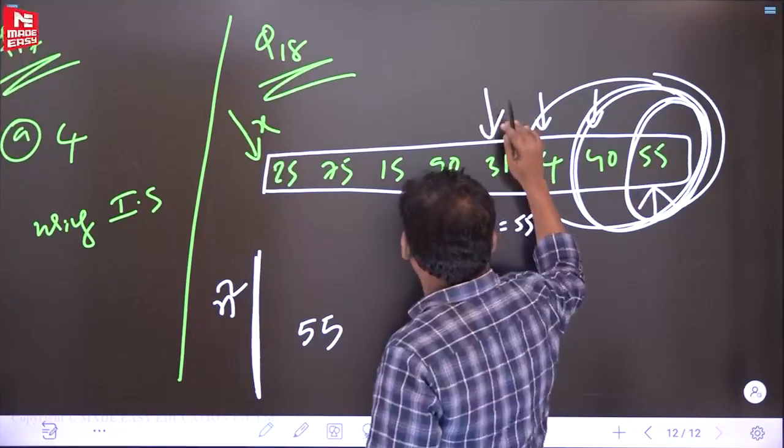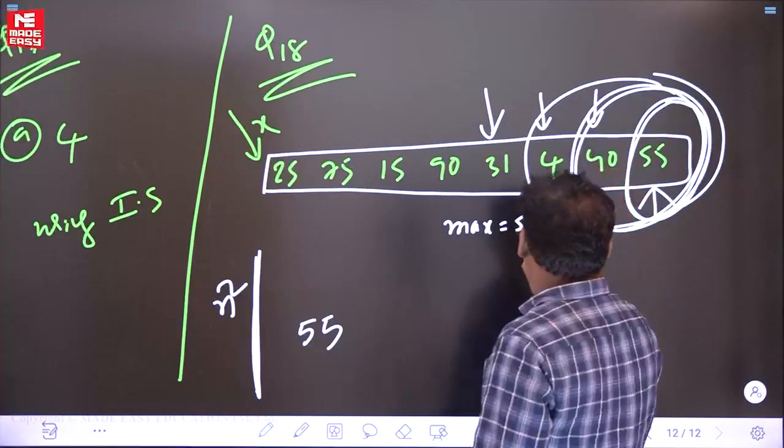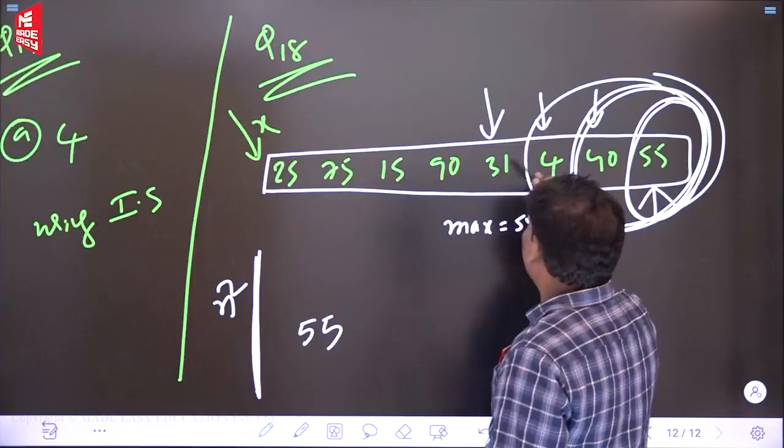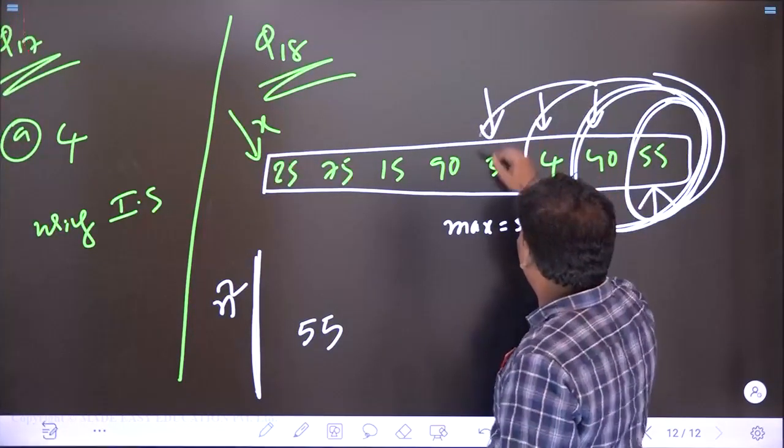Again, for 31, I am asking, are you a leader? He will ask the right hand side, whatever is there as of now. In that, the maximum is 55. So there is one person more than 31. So 31 cannot be a leader. No need to print, and because he is not more, no need to update also.